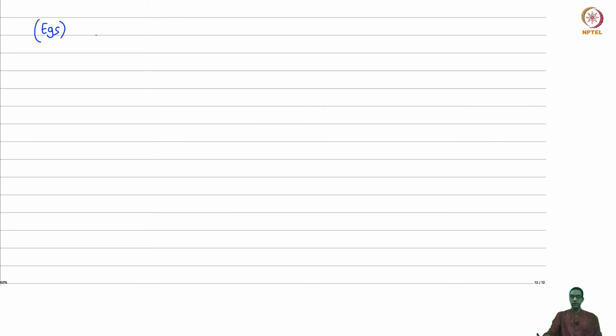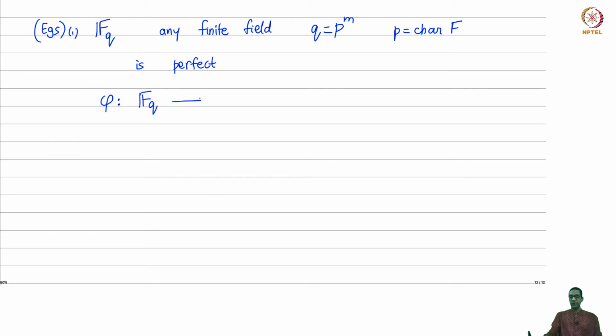Well, there is one nice, obvious class of examples, which are just the finite fields. So let's look at F_Q, any finite field. Okay, what is Q here? Q is some power of the prime P, say P power M. P is the characteristic of the field. Any finite field is necessarily perfect. Here's an important example: any finite field is perfect. Why? Well, recall the Frobenius is an injection, right? The Frobenius map from F_Q to itself is always injective, but injective just means it's a one-to-one function. But if you have a finite field, then one-to-one automatically implies onto, right?